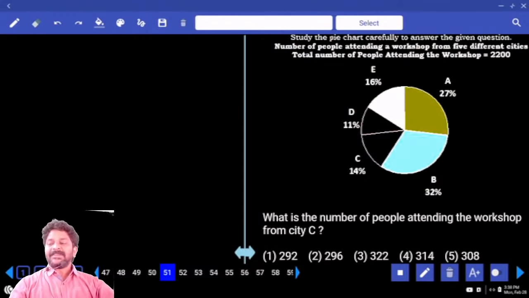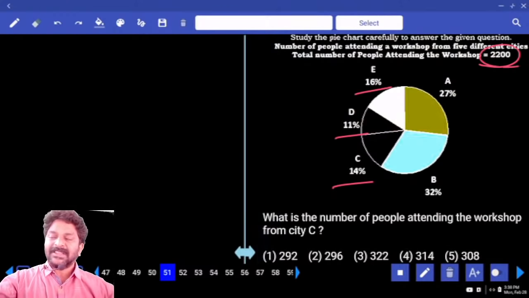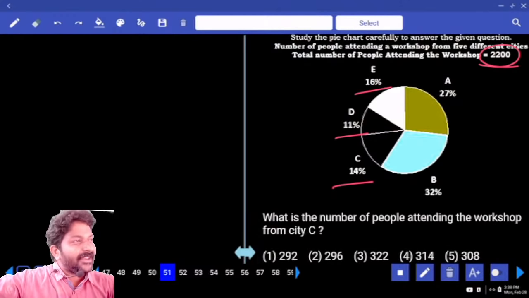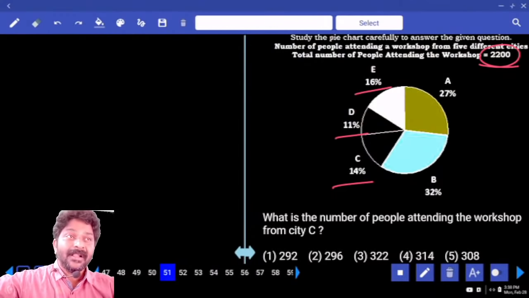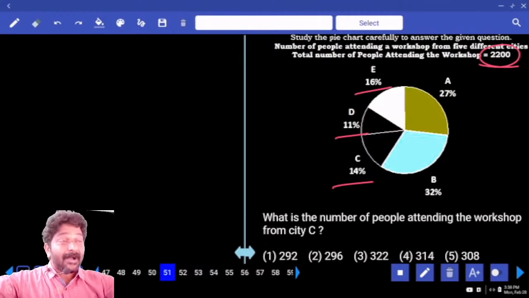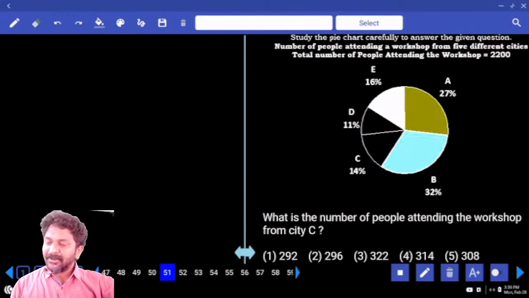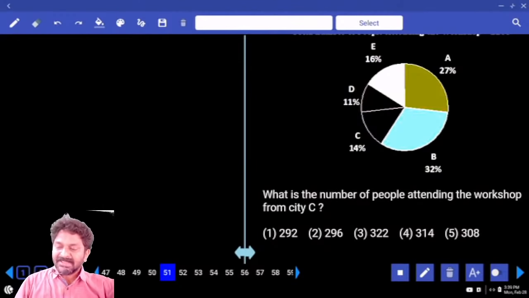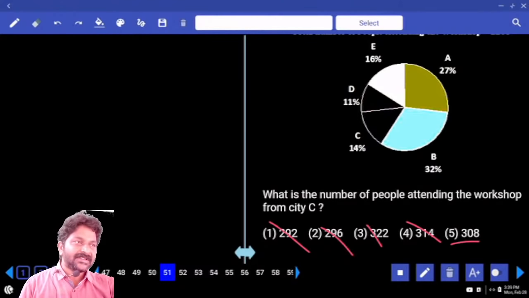22. Any percentage when you want to calculate, respective number should be multiplied by 1%, that is 22 only. So every number must be 22 multiple. That means it is a multiple of 11. So whether you are asked to calculate any particular number or sum of numbers or difference, answer must be. What is the number of people attending the workshop from city C? Just now we discussed. Answer must be a multiple of 11, so first option, second, third, fourth, fifth must be your answer.